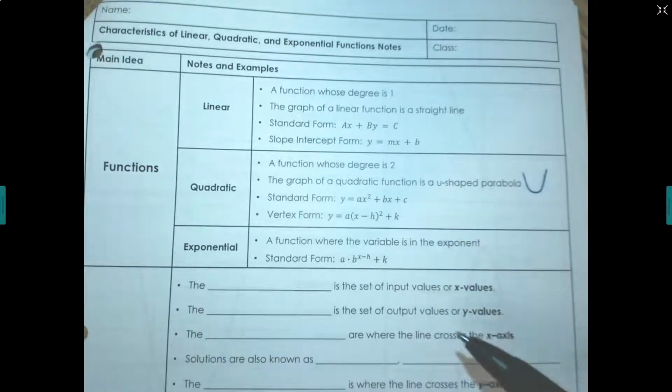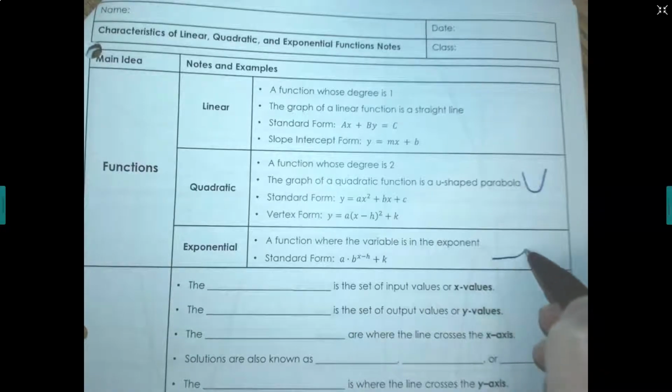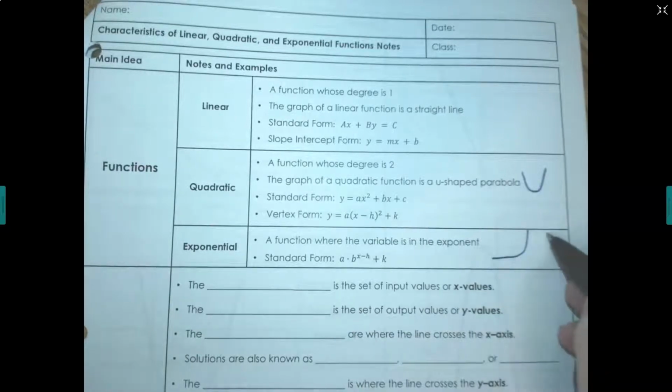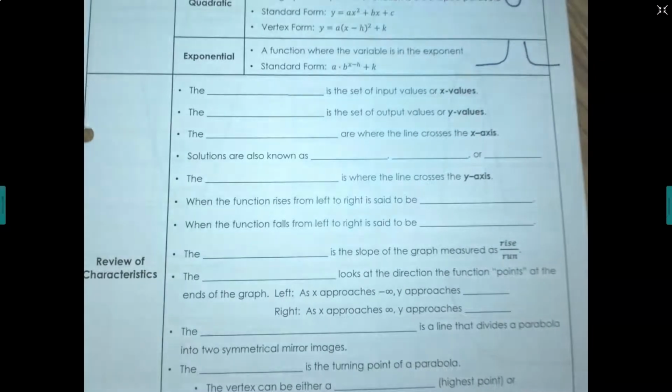And finally, an exponential function is a function where the variable is in the exponent, and then here is our standard form. And so the graph of an exponential function starts low and goes real high real fast, or starts high and comes down low really fast. All right, so our next part is just a bunch of vocabulary. Let's see what part you remember.